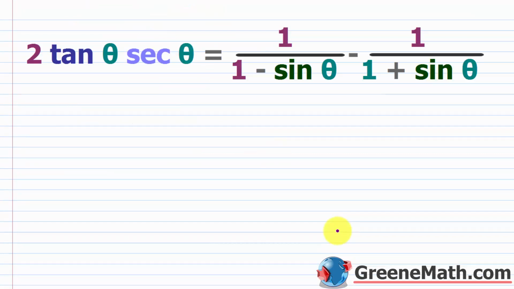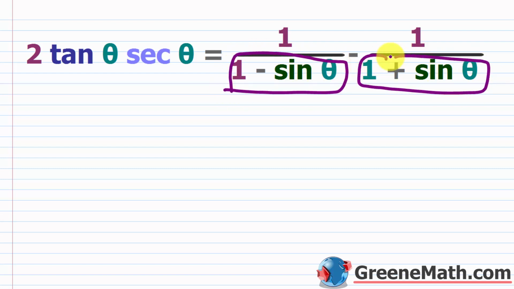All right, let's take a look at a harder example. So here we have 2 times the tangent of theta times the secant of theta is equal to 1 over 1 minus the sine of theta minus 1 over 1 plus the sine of theta. So when you see this guy right here or this guy right here, you got to be thinking about conjugates, okay? So I'm definitely going to leave the left side alone, and I'm just going to play with this right side.